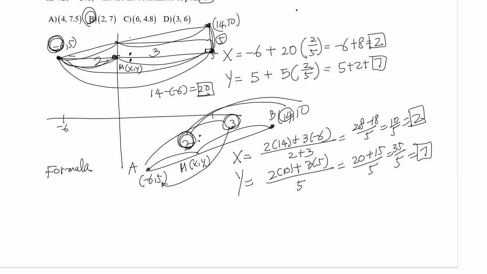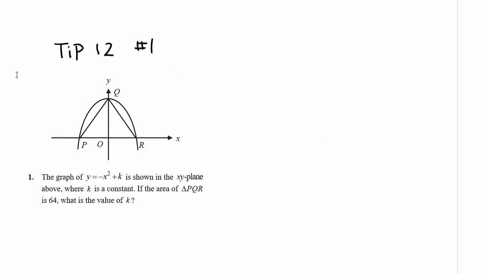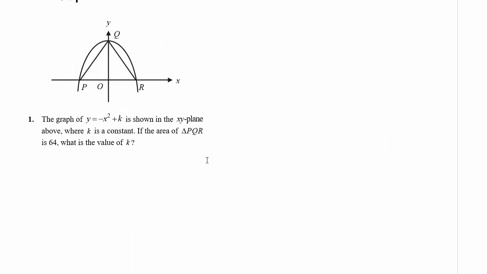You can use a formula, or you can use some ratio, okay? We have number 12 over here. That is number 12. So y equals minus x squared plus k. This one is y equals minus x squared plus k. K is the y-intercept. This point is k, isn't it? All right. So where k is a constant, if the area of this triangle PQR is 64, okay? The area of this triangle is 64. What is the value of k?